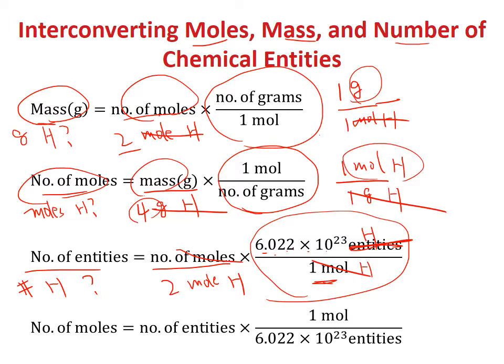Now if we know the number of entities and want to convert to moles, we also use Avogadro's number, but this time we invert it. So 1 mole equals this number of entities. So the number of entities in this case may be the number of hydrogen atoms here, the number of hydrogen atoms cancel each other, and that gives you the number of moles.